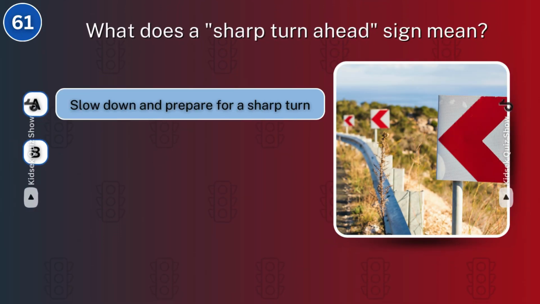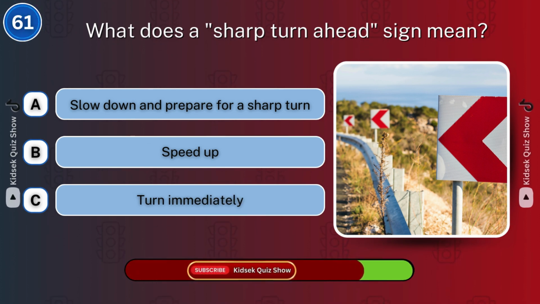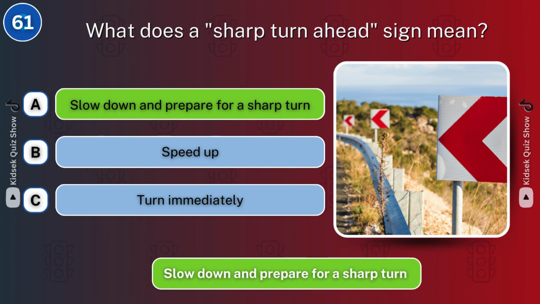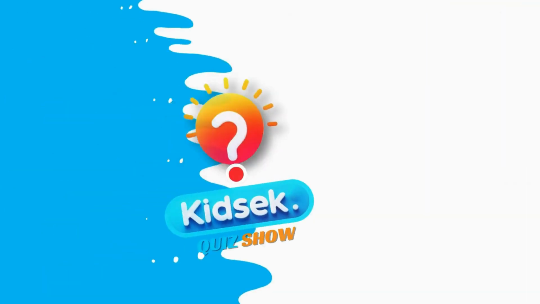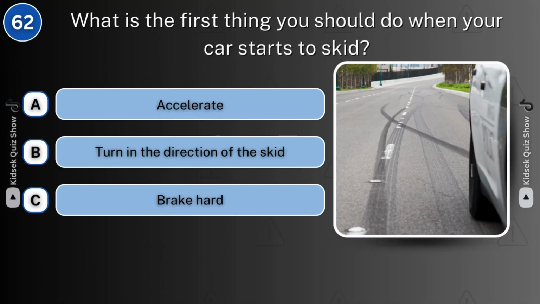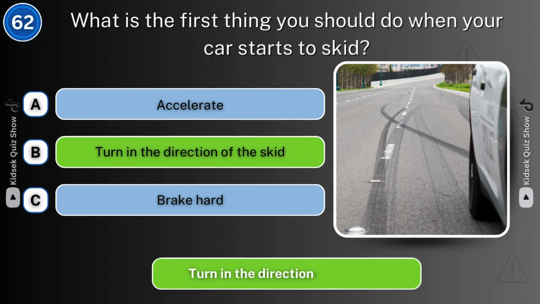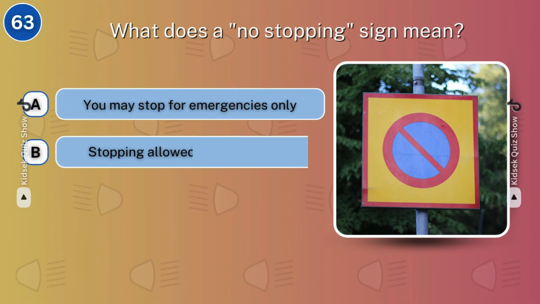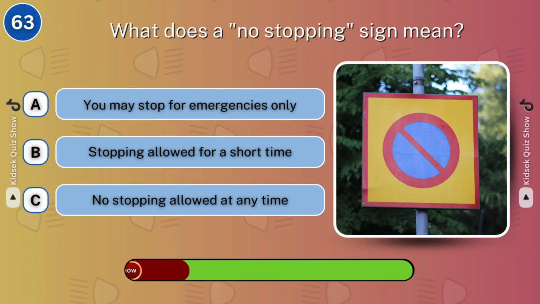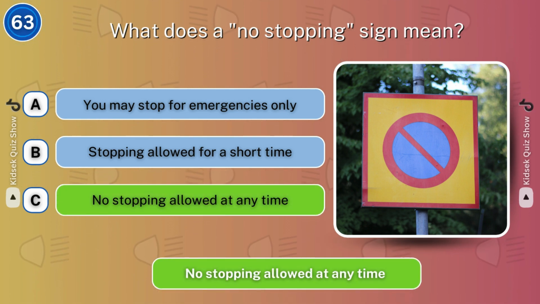What does a sharp turn ahead sign mean? Slow down and prepare for a sharp turn. What is the first thing you should do when your car starts to skid? You should turn in the direction of the skid. What does a no stopping sign mean? No stopping allowed at any time.